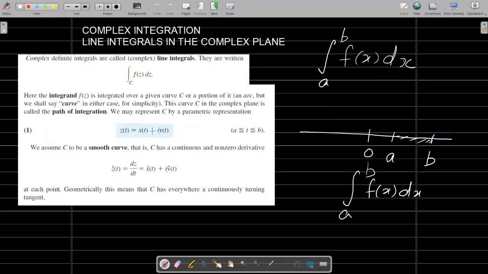Now this curve C should be a smooth curve. That is important. By smooth, we mean C has a continuous and non-zero derivative at each point. Geometrically this means that it has a continuously turning tangent everywhere. It should be smooth in that sense. It should have a continuous and non-zero derivative at each point. Now this is what we mean by the complex line integral. You must remember, a complex line integral is the definite integral counterpart in the complex domain.